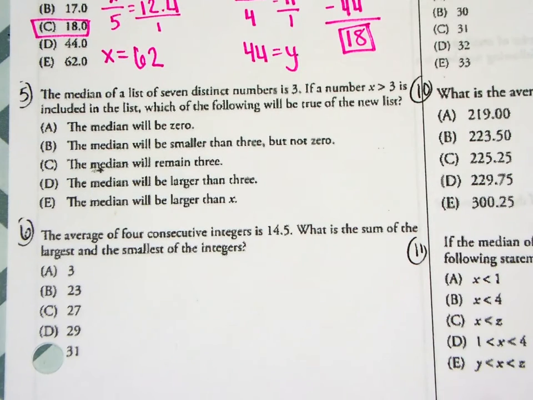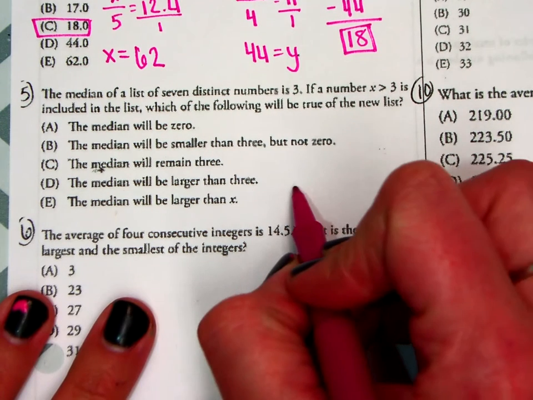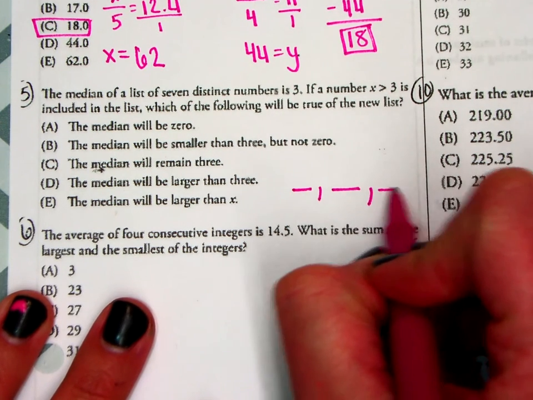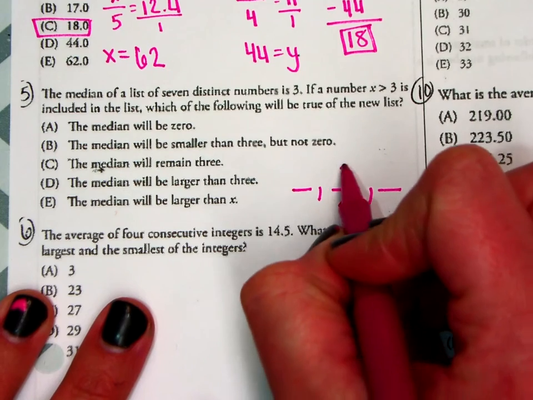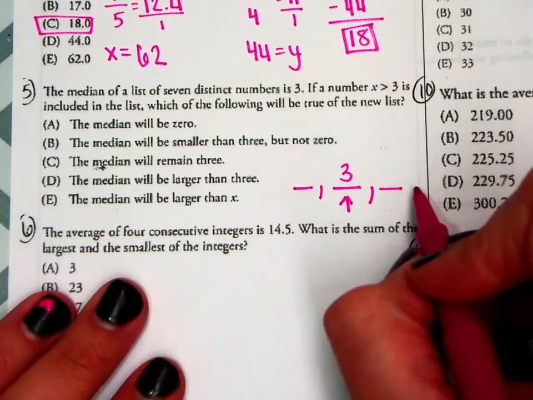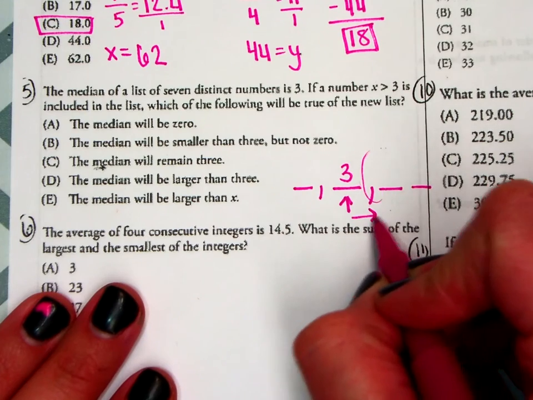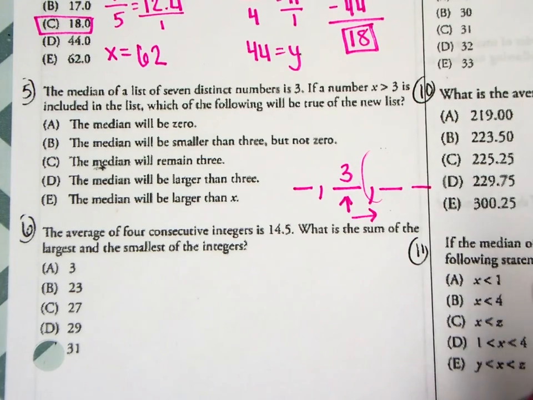Number 5, the median of a list of 7 distinct numbers is 3. If a number greater than 3 is included, what will be true about the new list? Notice how all of these are involving median. So let's say we have some random numbers. We know that the middle number is 3. If we add a number bigger than 3 over here, our new median is going to shift up. It's going to get bigger if we add a bigger number.